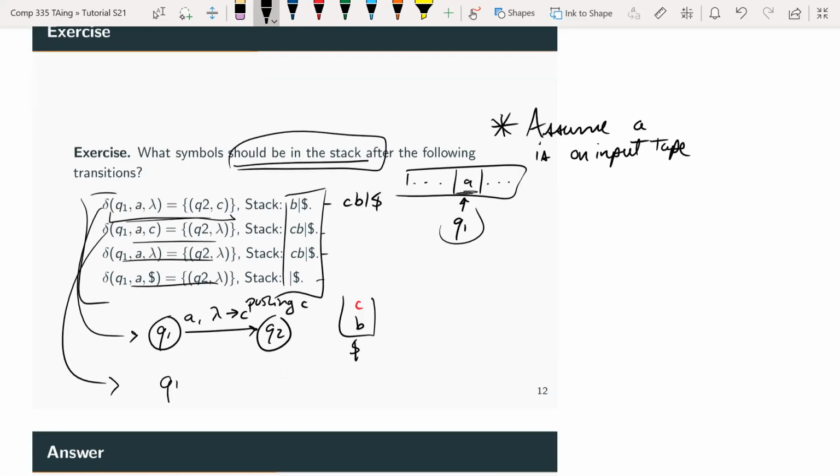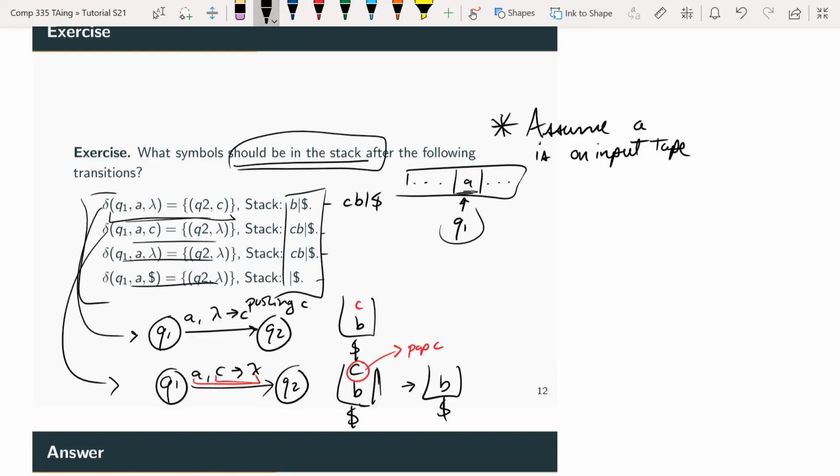So in this case, you were at Q1, you were reading an A, you had a C at the top of your stack, and you were popping that. So of course here, I would need to have a C at the top of my stack. And because I do have a C at the top of my stack, I can use this transition to replace C with lambda. So in other words, pop C. And so the content of my stack is just B $sign.